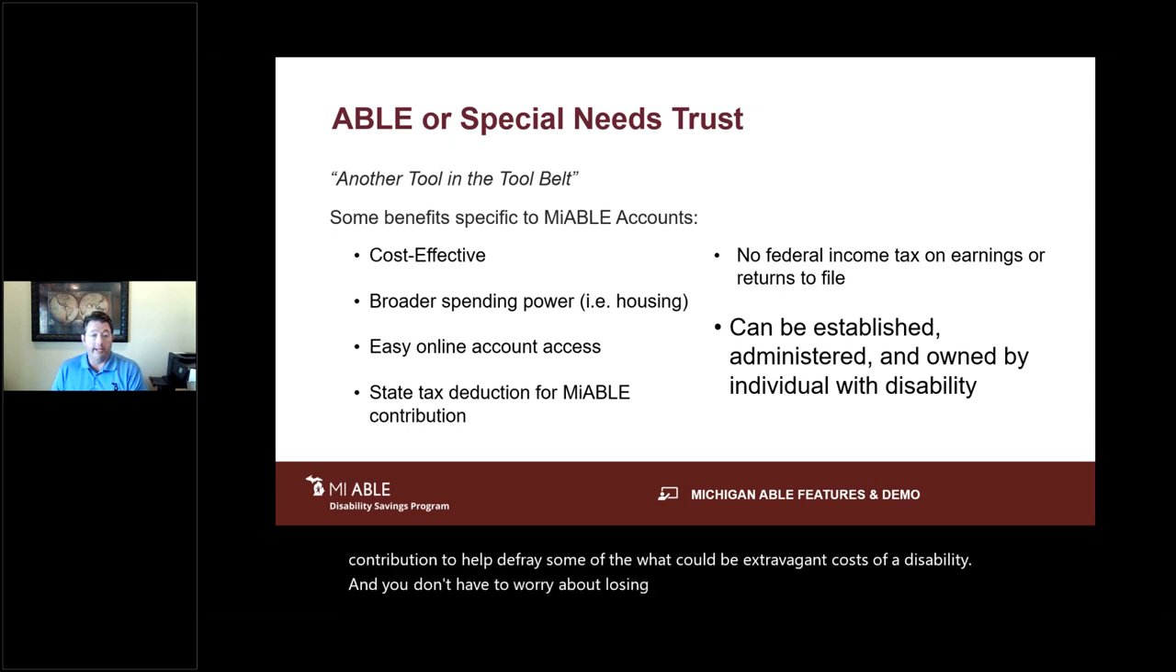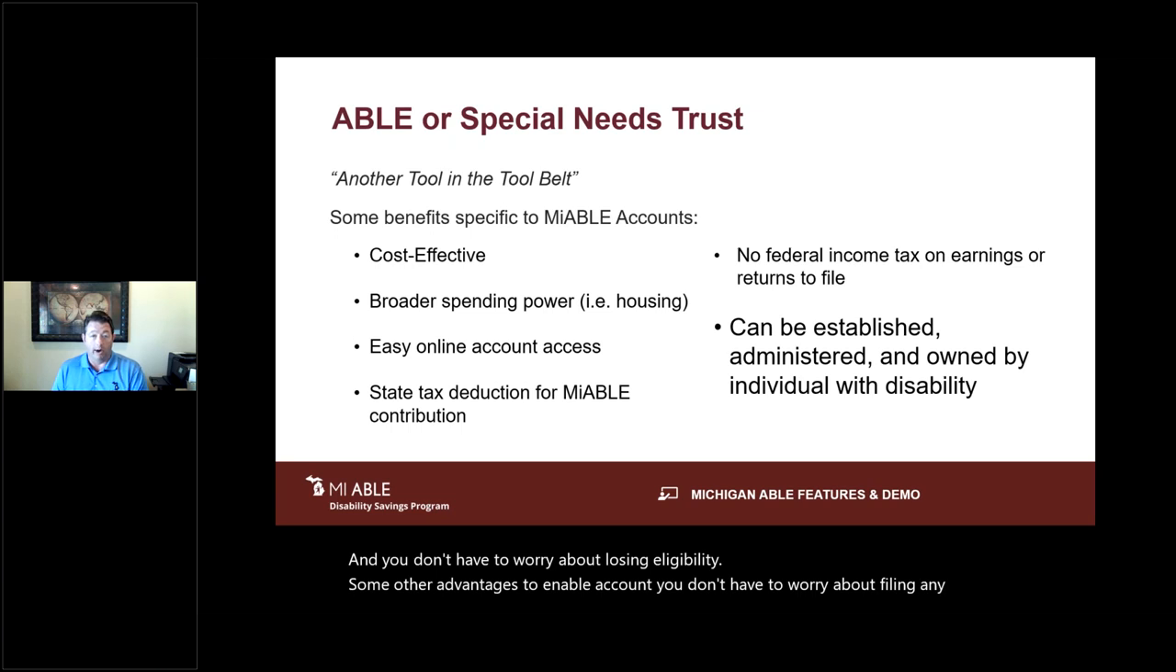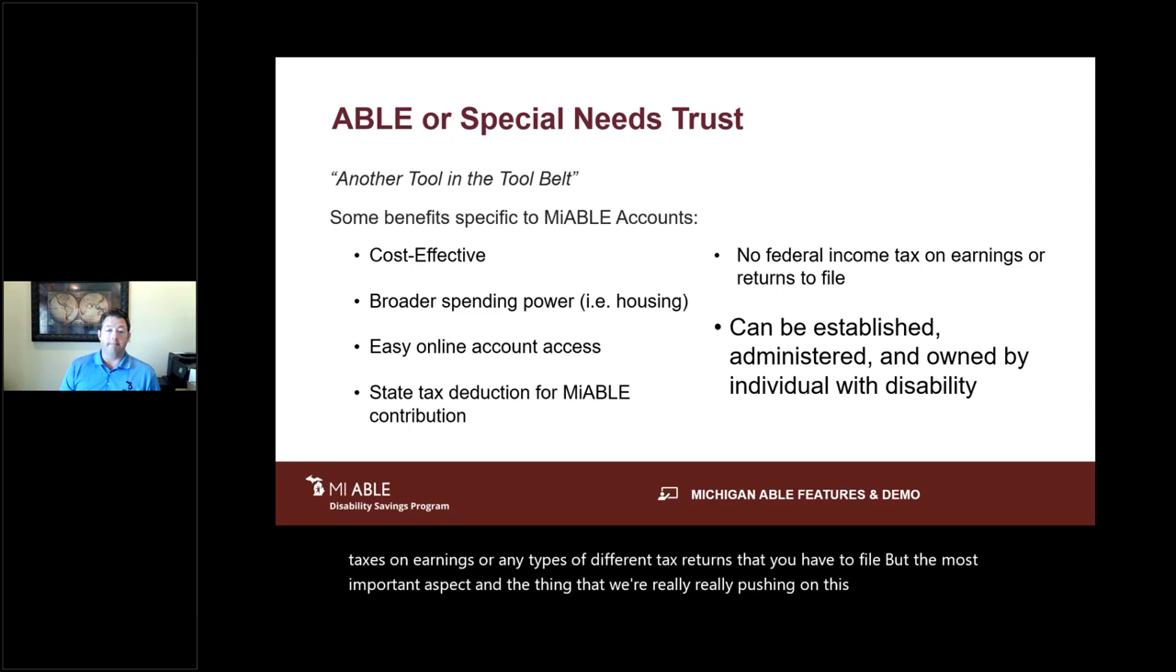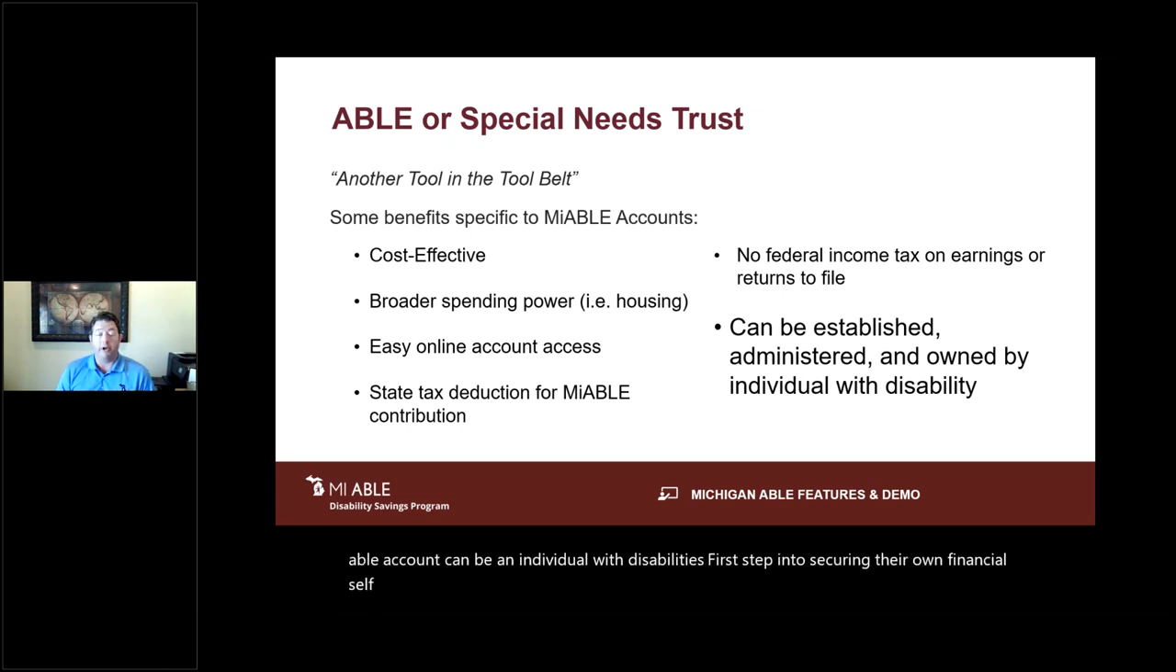Some other advantages to an ABLE account: you don't have to worry about filing any federal taxes on earnings or any types of different tax returns that you have to file. But the most important aspect, and the thing that we're really, really pushing on this population, is that an ABLE account can be an individual with a disability's first step into securing their own financial self-sufficiency. They can be established, administered, and owned by an individual with a disability. So it can be their first step into planning for their financial future.